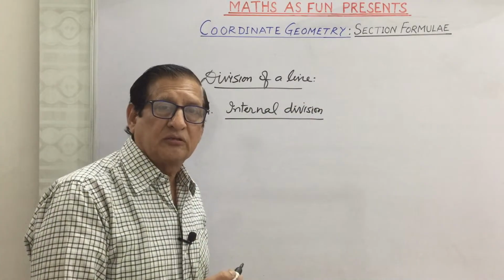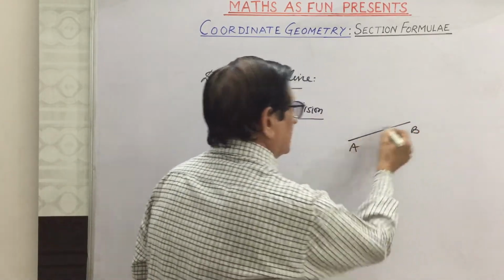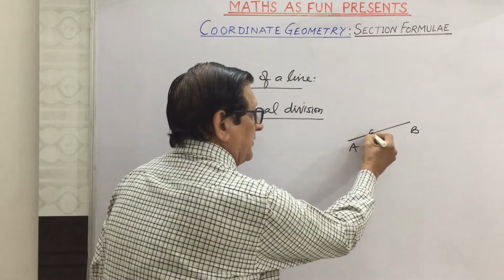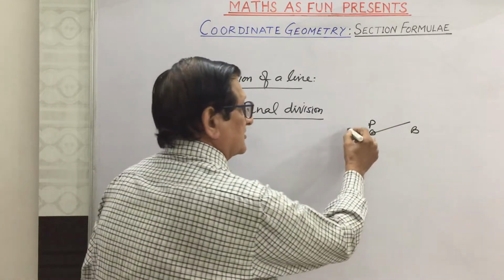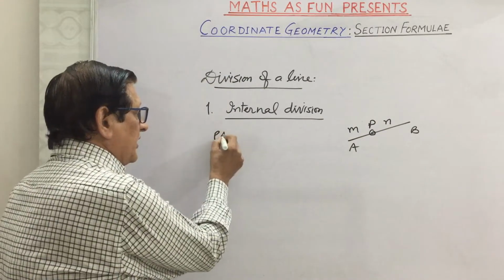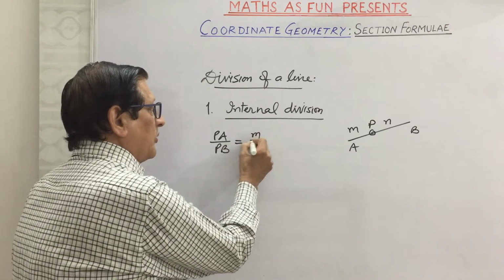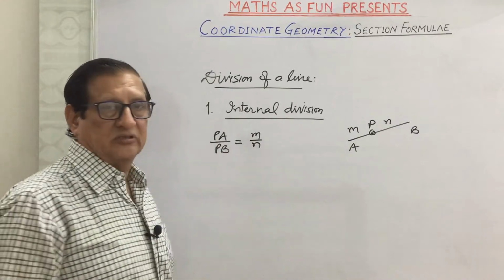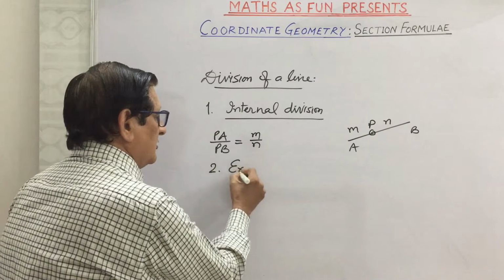What is internal division? In case we have a line AB joining these two points A and B, and there is a point P in between A and B, such that this divides in the ratio of m:n. It means PA upon PB is equal to m/n. Then we say this is the internal division. The second type of division is external division.